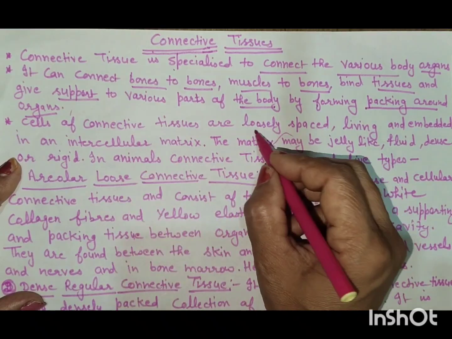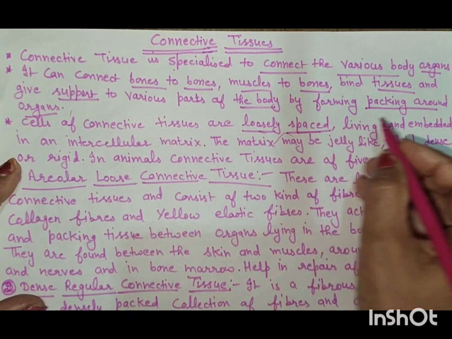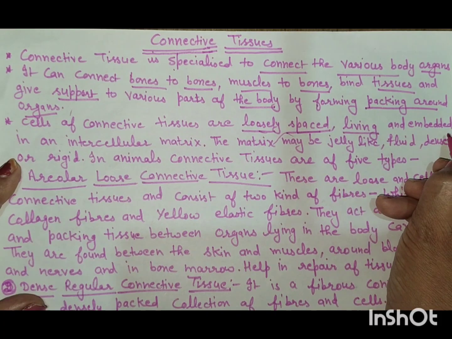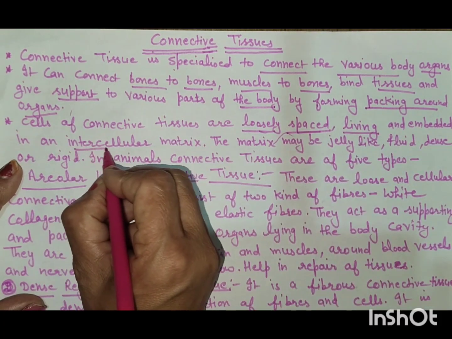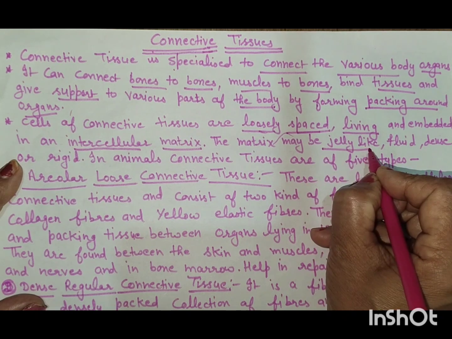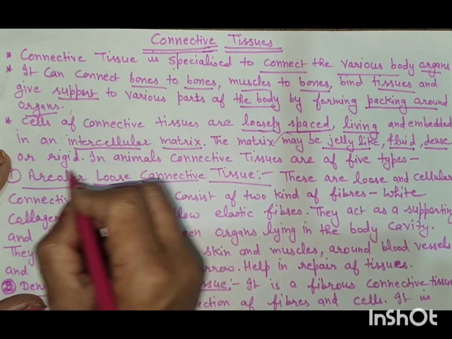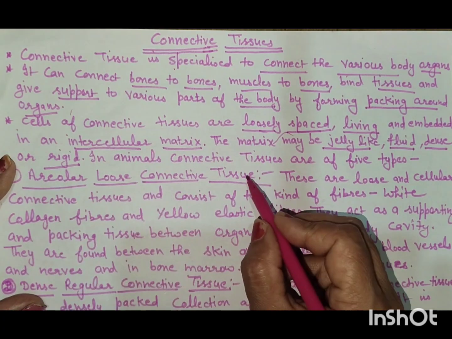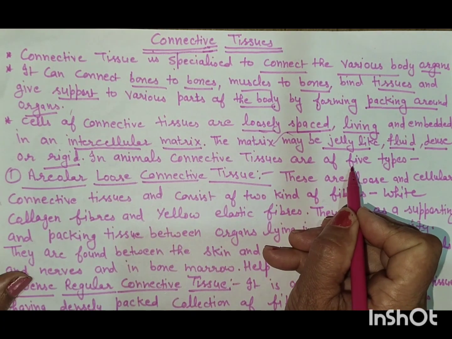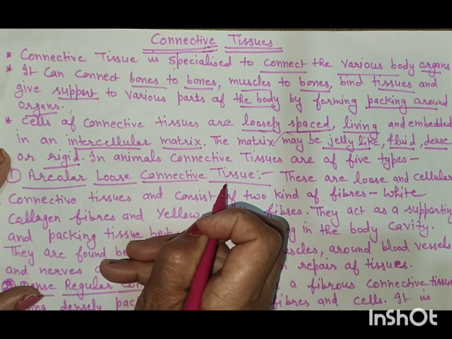Cells of the connective tissue are loosely spaced. They are living cells embedded in the intercellular matrix. The matrix may be a jelly-like substance, or may be fluid, or may be dense or rigid. In animals, connective tissue is of 5 types. First is areolar loose connective tissue.